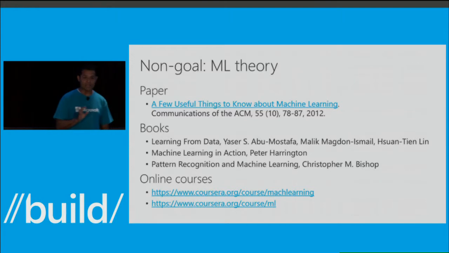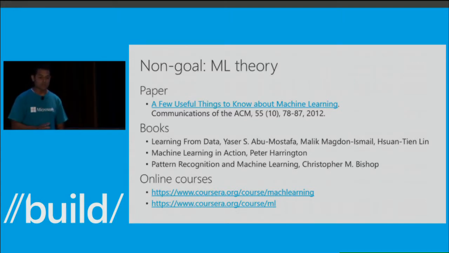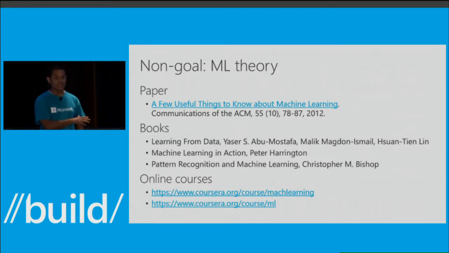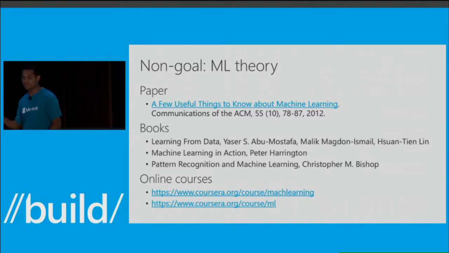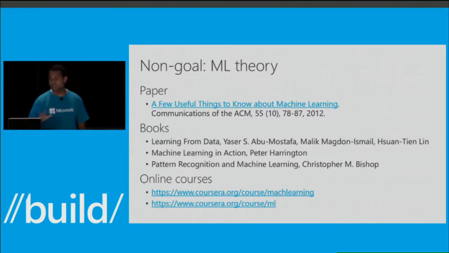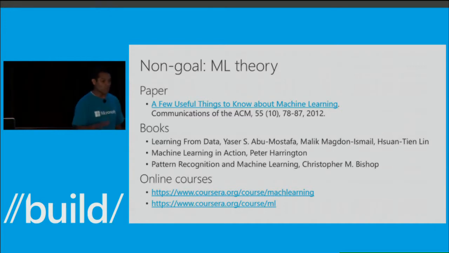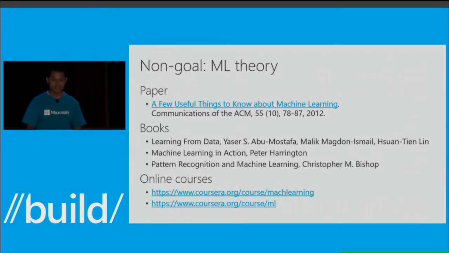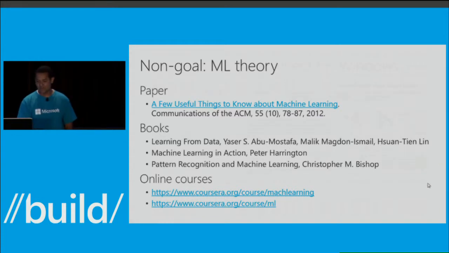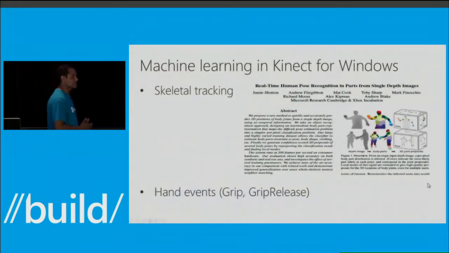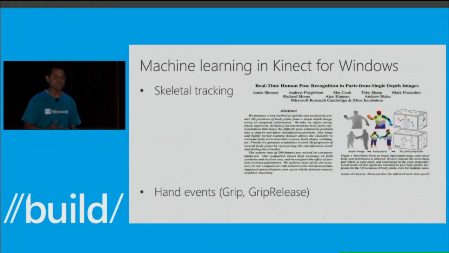So I know I will disappoint some of you because I will not talk about the theory of machine learning. However, you can get these slides later. And there you have one paper that you definitely should read about machine learning, 3 books, and 2 online courses with more than 20 hours of theory for machine learning. So definitely you can go and use these resources if you want to learn theory. I could not summarize all that in 1 hour. Sorry, so let's focus on what we did using machine learning in Kinect for Windows.